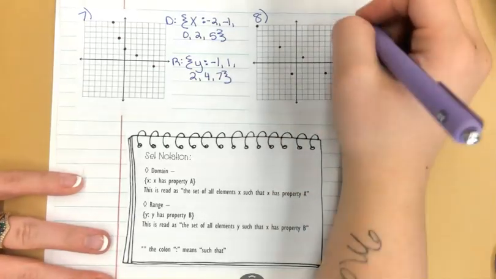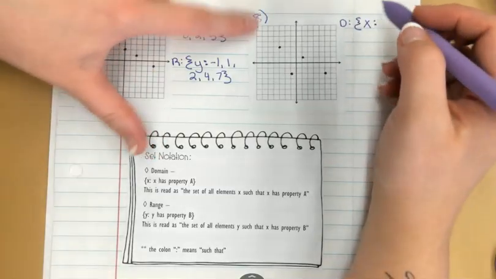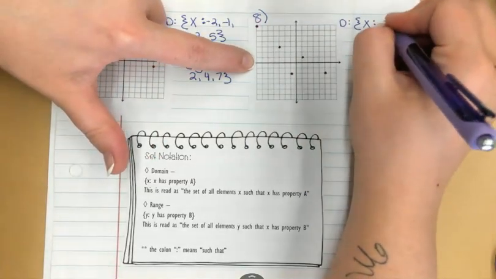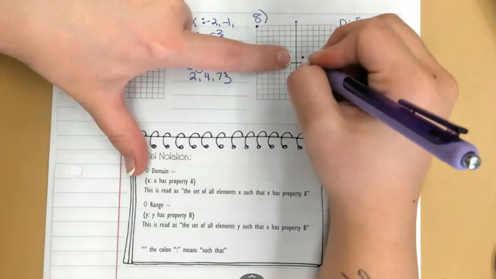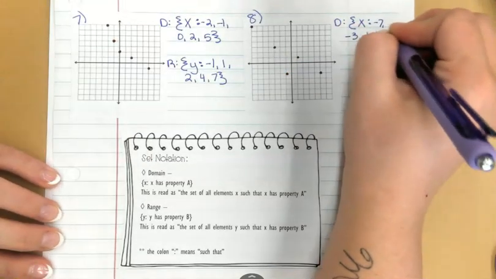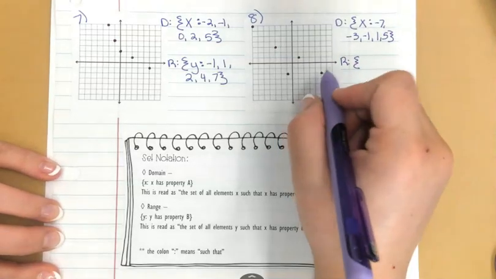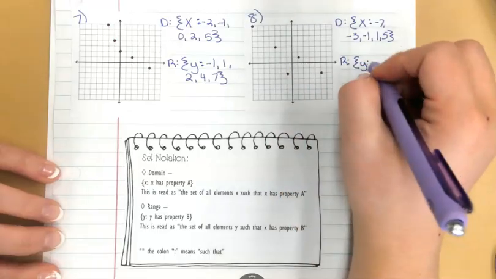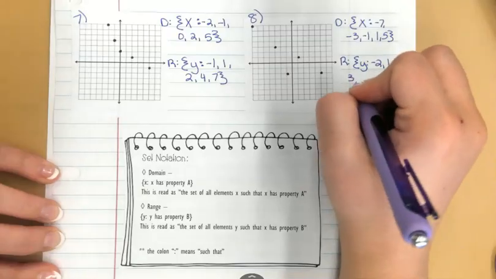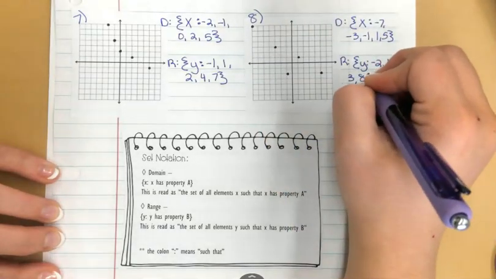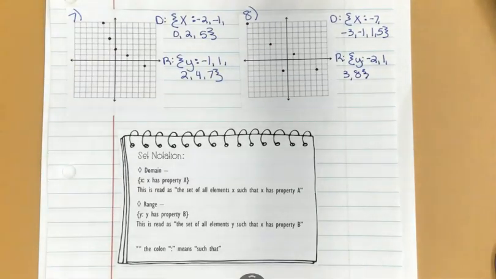Okay, same thing for 8. For my domain, I have to use set notation, so all the x values such that x is, I've got one over here at -7, -3, -1, +1, and +5. Then lastly, our range. I'm going to look at my y values. I've got -2, +1, +3, and +8. So that is set notation. We've also talked about interval and inequality notation.